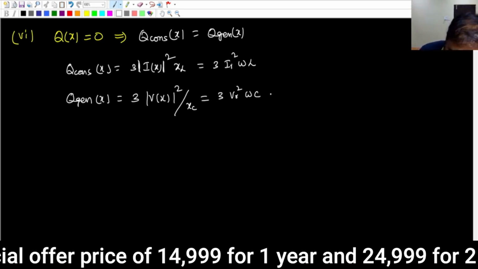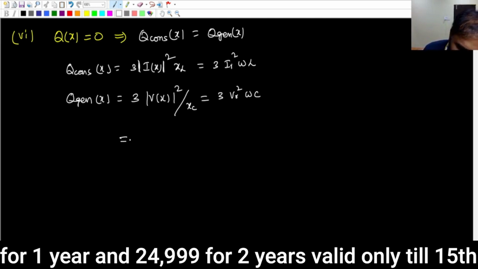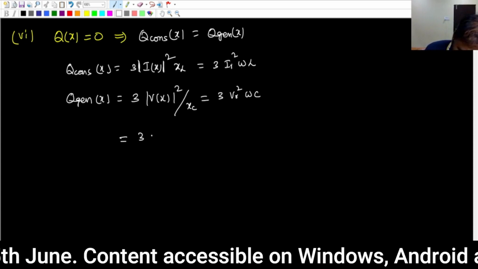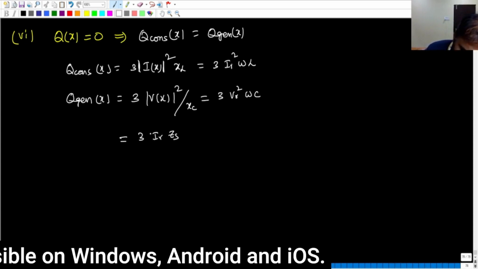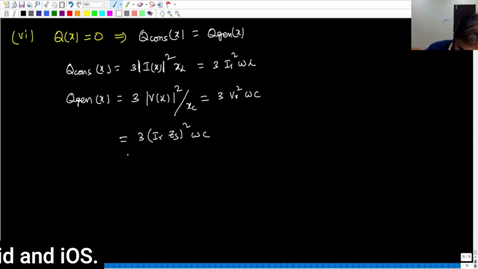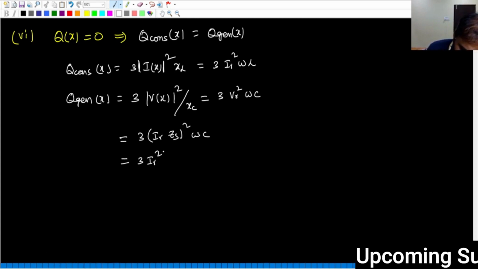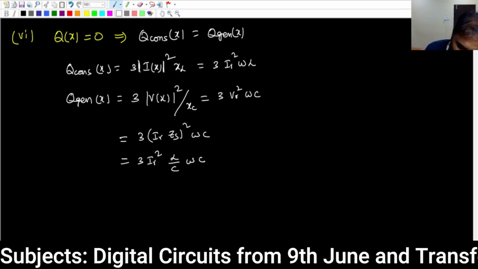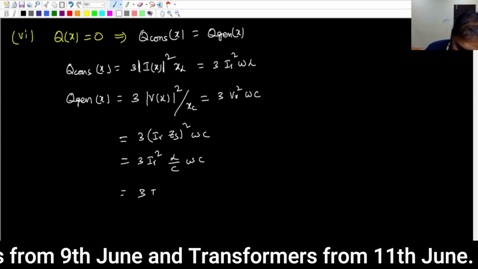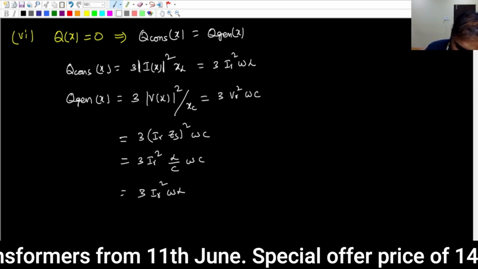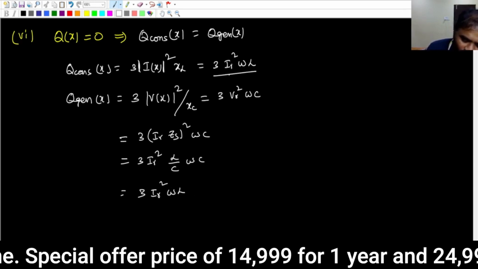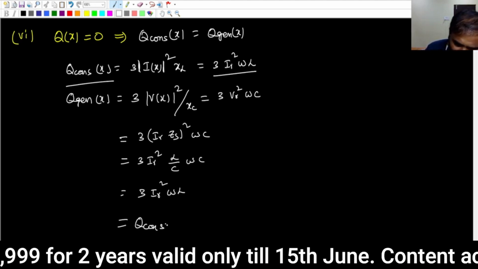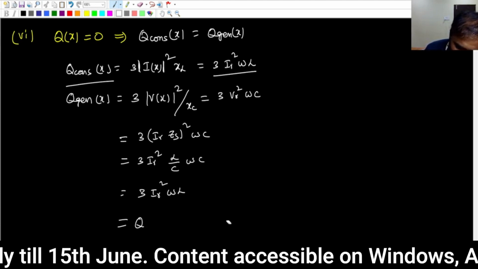Now from this, check here, VR equal to what? We know IR into ZS. I can replace that: 3 into IR into ZS square into omega c. So 3 into IR square. What is ZS? Root over L by C. So ZS square means L by C into omega c. C and C get cancelled. What do I get now? 3 into IR square into omega L. Nothing but what is this? This only means Q consumption of X. Finally, Q generation of X equal to Q consumption of X.